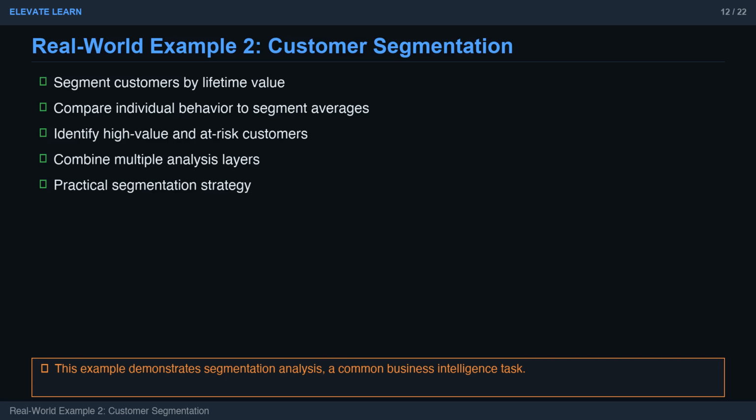You can identify VIP customers who are close to the regular threshold, regular customers at risk of dropping to occasional, and occasional customers you might target with promotions. These CTEs make it easy to maintain the analysis and adjust segment thresholds. If you change the VIP threshold from 500 to 7500, you only update the CASE statements.